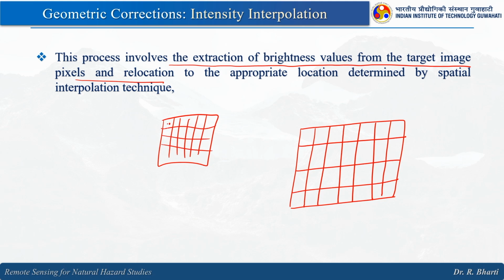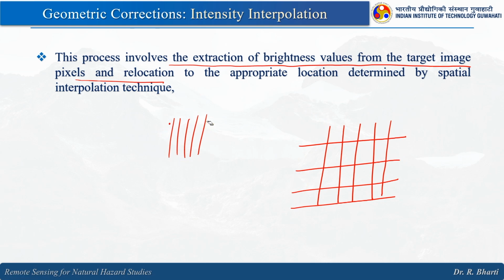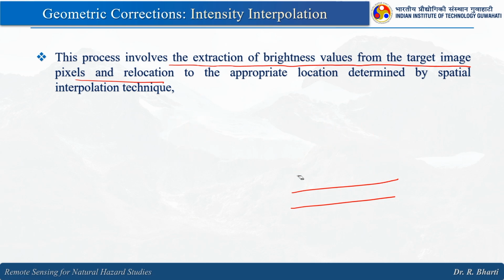So, which pixel value will be located here? Whether it will go here or here, or here, after the spatial interpolation. For that we have to do this intensity interpolation. Here we are talking about the DN number, how they will be placed in a particular pixel.